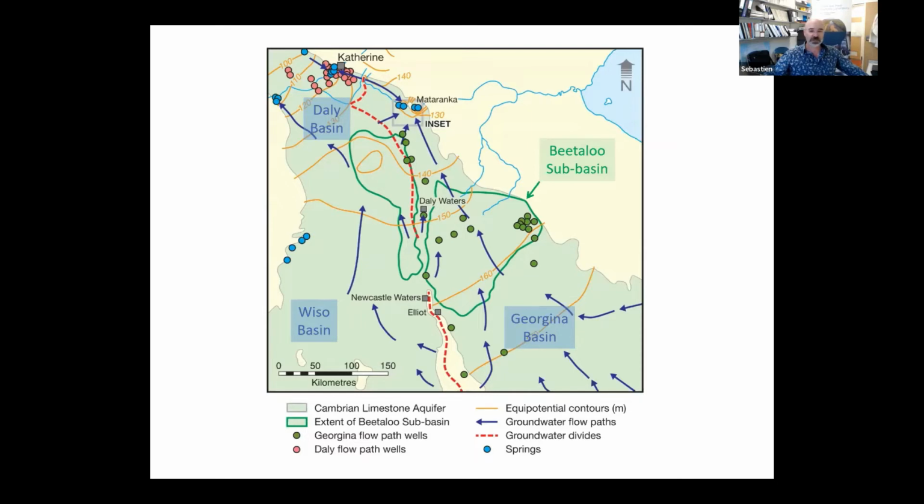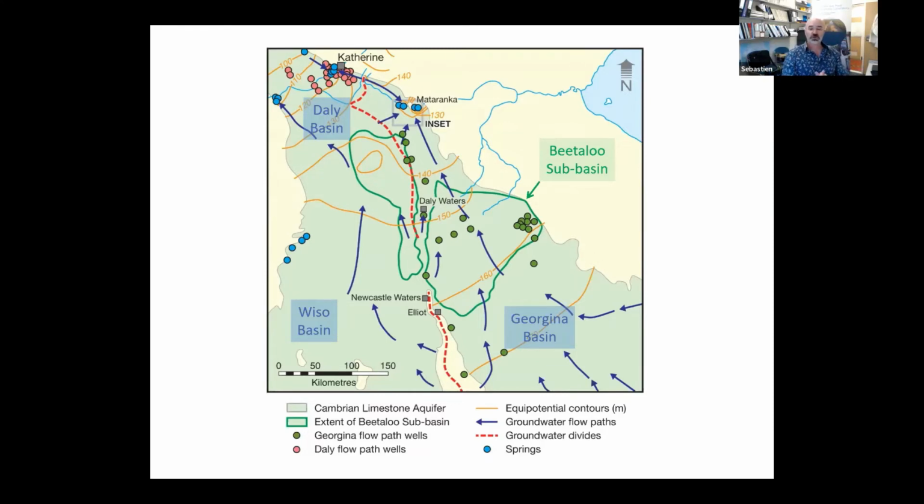Now, the significance of this is, you can imagine in this case, if we look at the Beetaloo sub-basin as some sort of layered cake, the Cambrian limestone aquifer will be right at the top, whereas these deeper geological formations hosting the unconventional gas resource will be kilometers down. So a very deep system with the aquifer flowing on top.